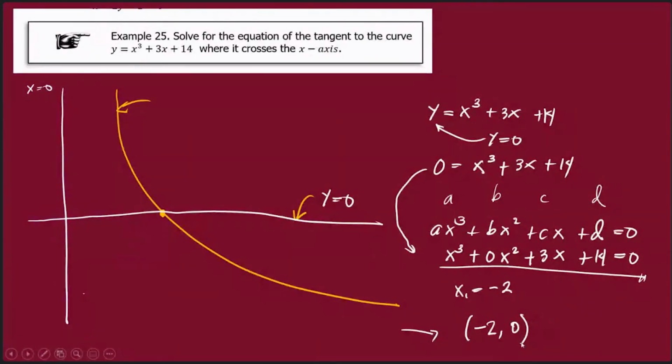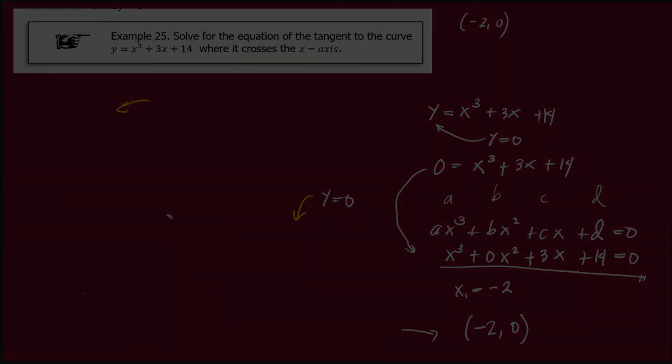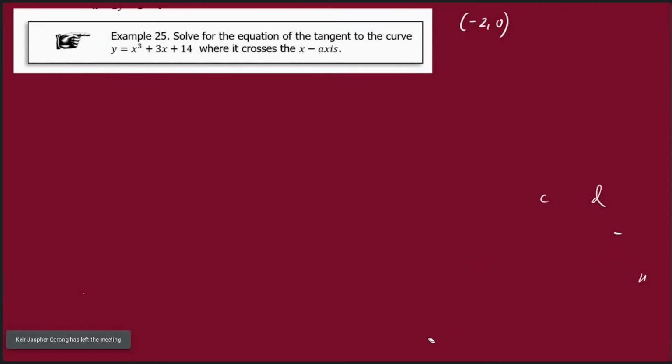Okay? So we are not yet finished. We have already solved for the point of intersection only. Let me put it here. That is negative 2, 0. Okay? Any question before we proceed? Anyone? None? Okay, let's erase. We found the point of intersection, that is negative 2, 0.